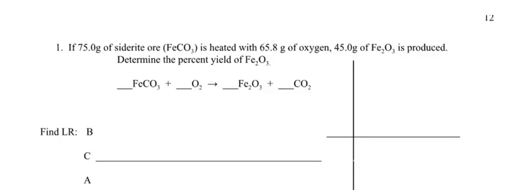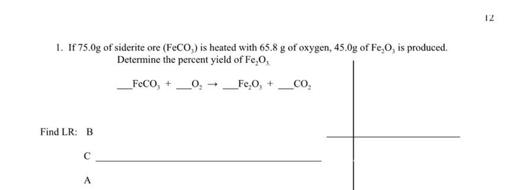All right, we got some more. So if 75 grams of siderite ore is heated with 65.8 grams of copper, 45.0 grams of iron 2 oxide, or excuse me, iron 3 oxide are produced. Determine the percent yield of iron 3 oxide. I almost said that again. Well, we have to go through the same process again. All right, and so what we're going to have to do is go from grams to moles. Oh, balance it first. And then go through the BCA.